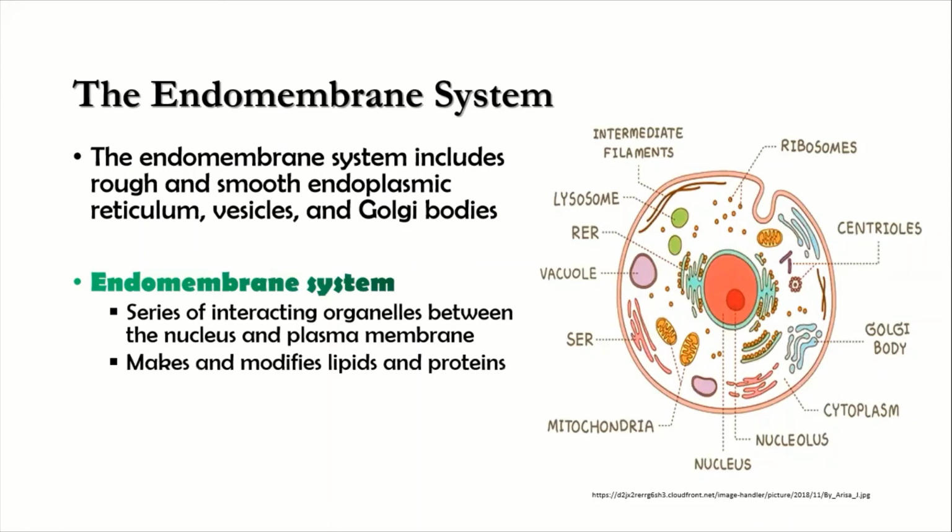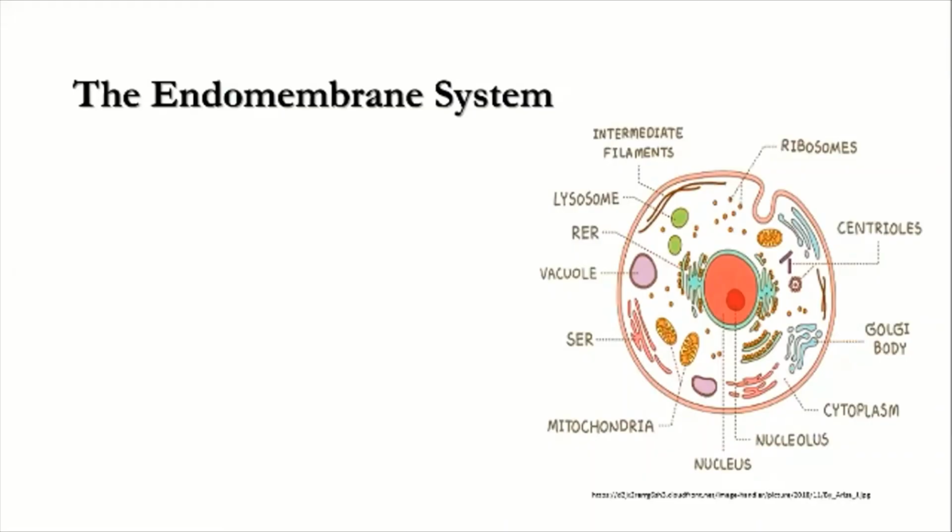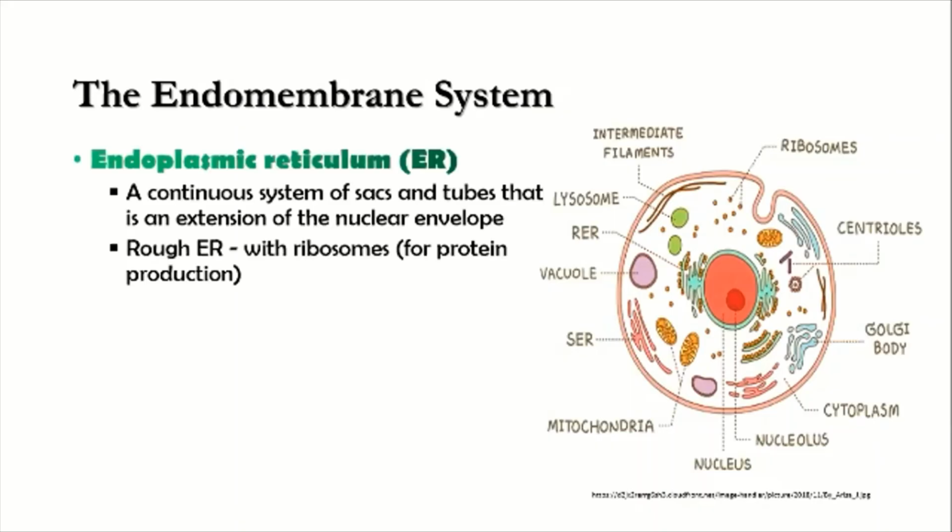They make and modify lipids and proteins, and they recycle molecules and particles such as worn out cell parts, and inactivate toxins. Specifically for the membrane system, we have two types of ER: the rough ER and the smooth ER.